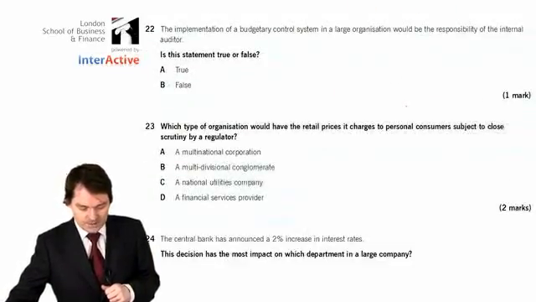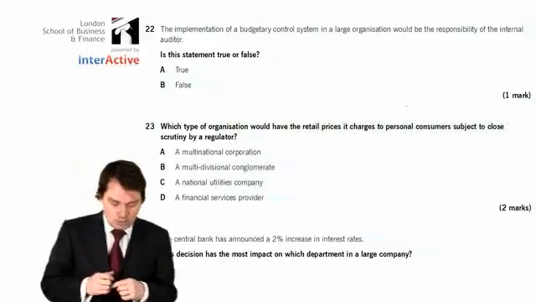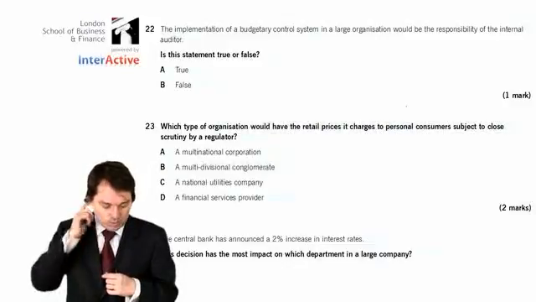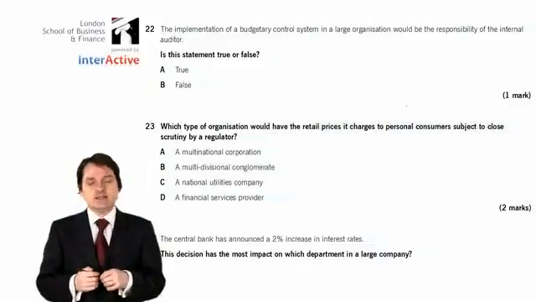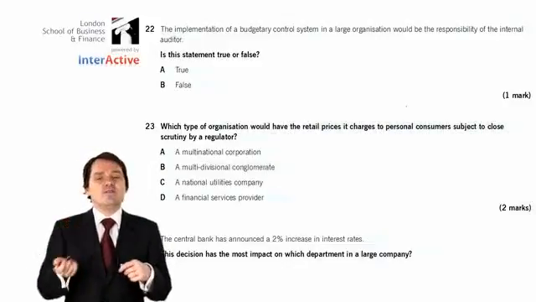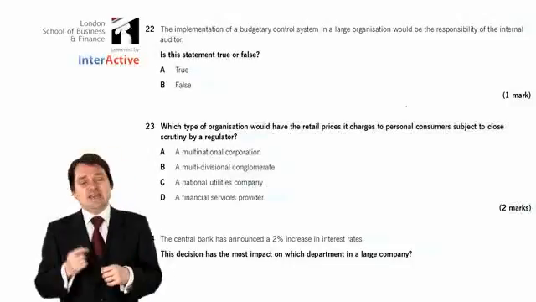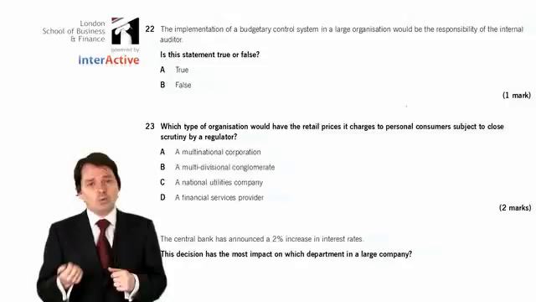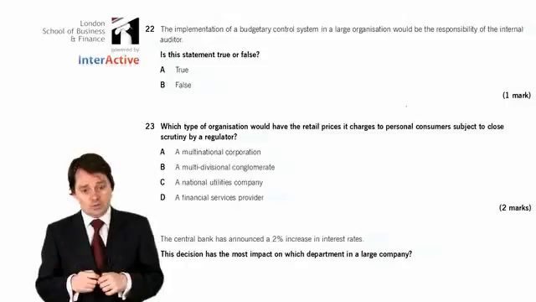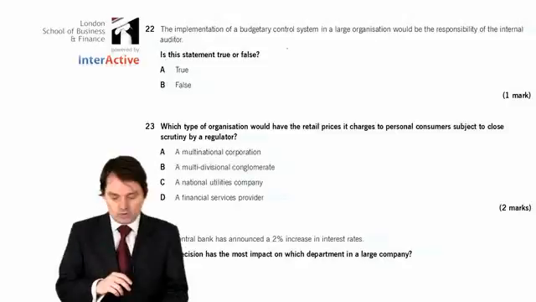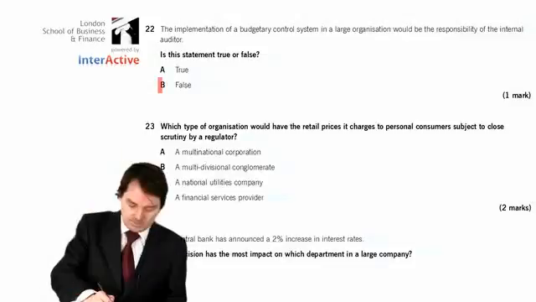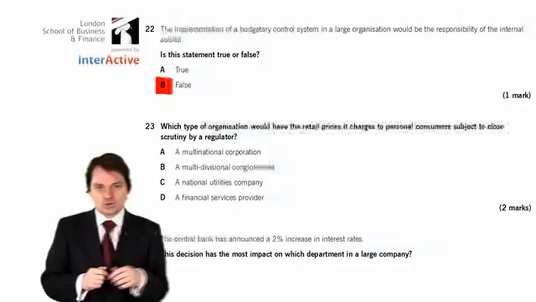Question 22. Is this statement true or false? The implementation of a budgetary control system would be the responsibility of the internal auditor. You may remember from the notes that the internal auditor is there to make sure that the various controls that we have are being followed. A budgetary control system is more likely to be the finance department. So that one will be false.